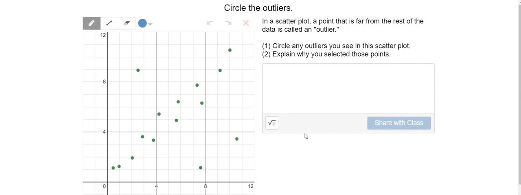Now, sometimes you can actually have outliers. Outliers might be just something that doesn't follow the general trend, or it might be an error in measurement or things like that. So let's have a look at this general plot of data.